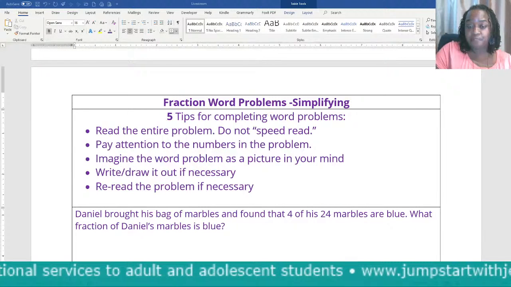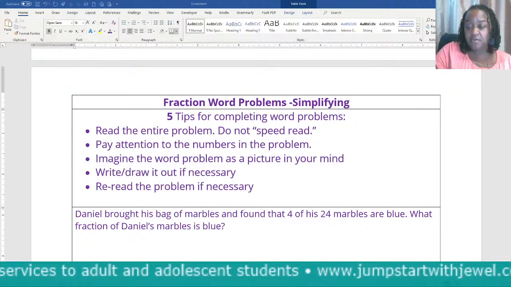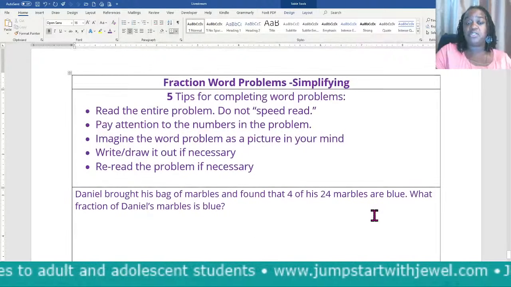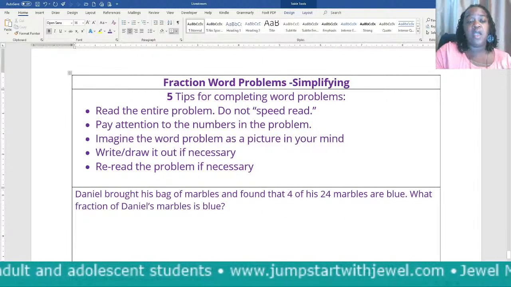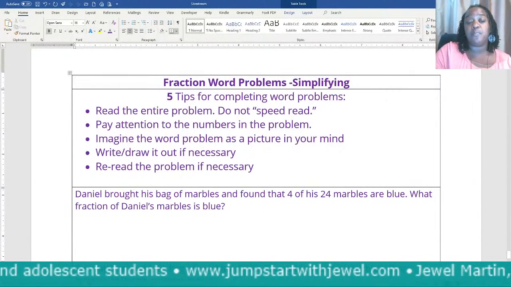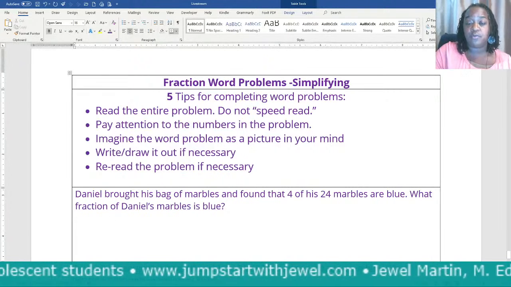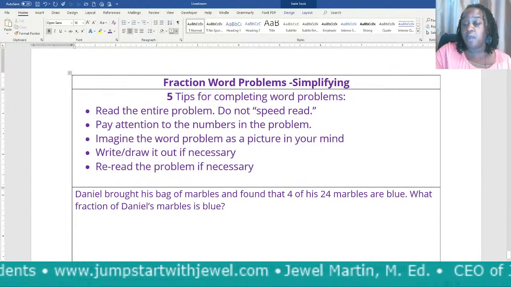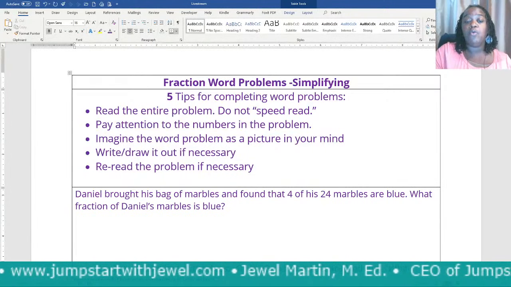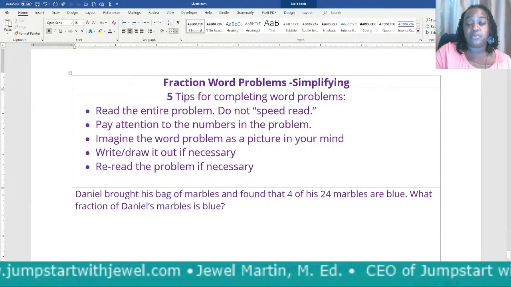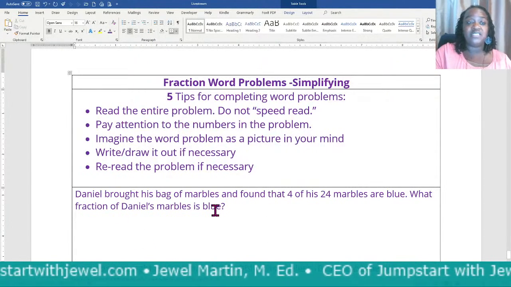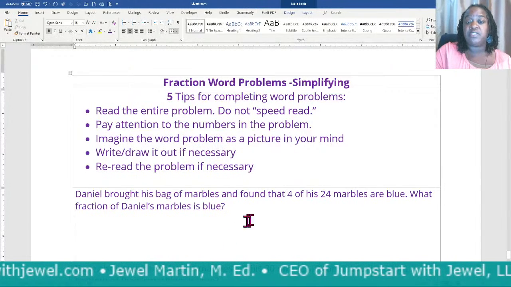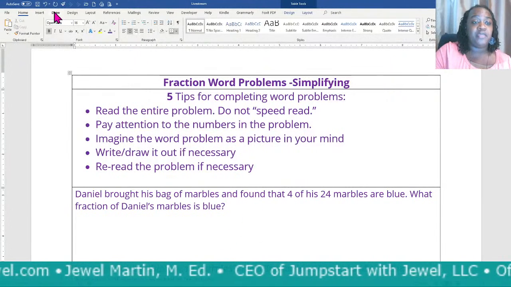Let me do something here. Okay, so we'll read this one. The first problem says Daniel brought his bag of marbles and found that 4 of his 24 marbles are blue. What fraction of Daniel's marbles is blue? So this one is pretty simple. It's already telling you. Let me get my pen.